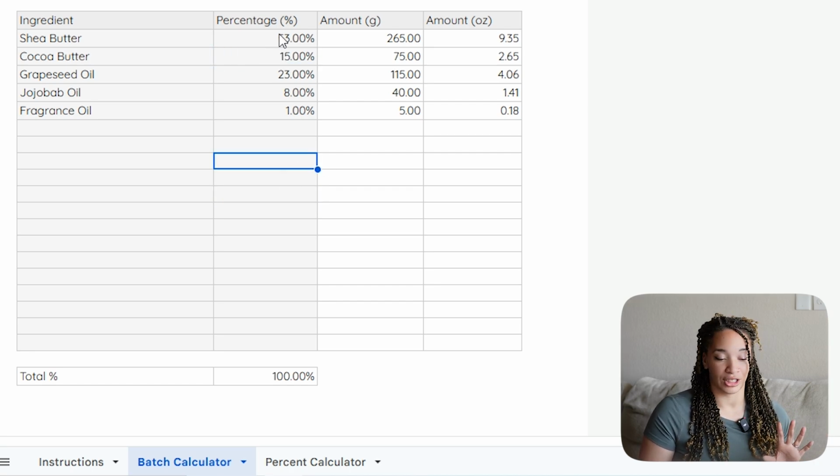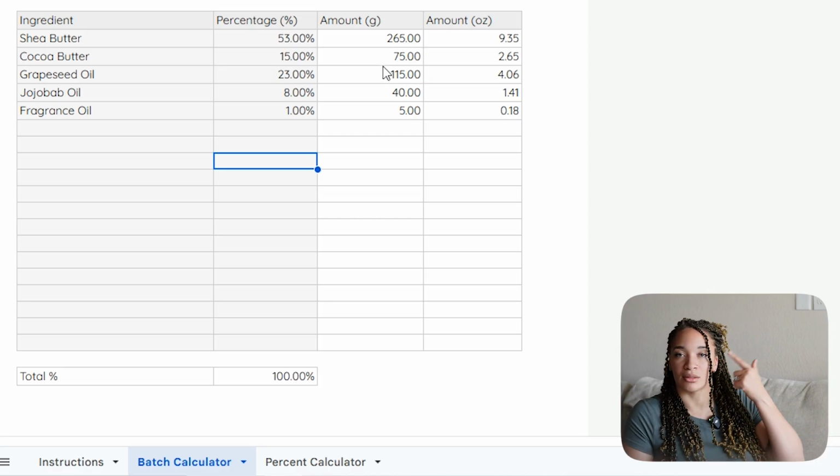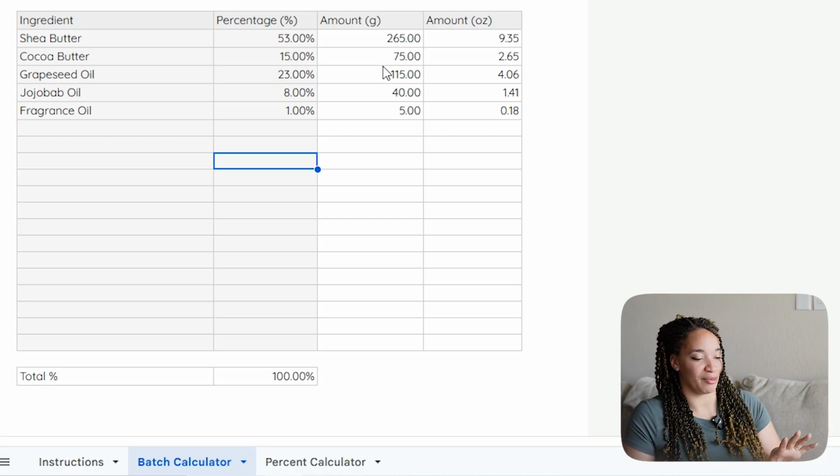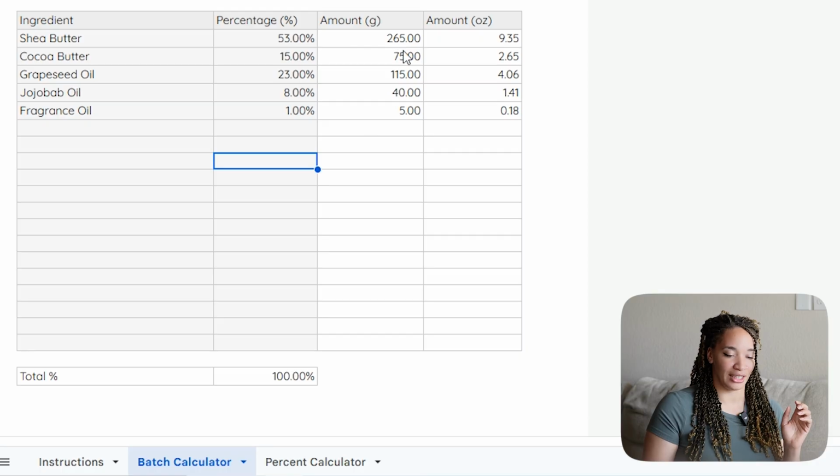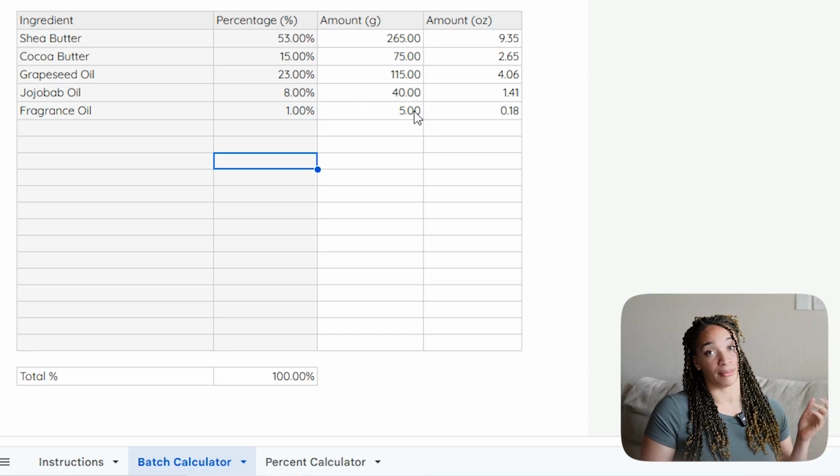So I put in my percentages, and now I have the amount that I need, whether I'm doing grams or ounces. So now I can make this batch, and don't make this batch because I just made this up off the top of my head. I don't know what it would do. Now you see how much you need. See? Quick and easy. Now let's go on to the percent calculator.